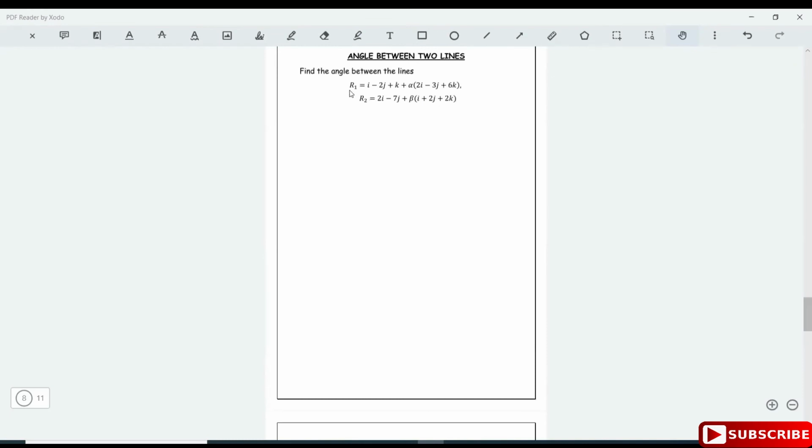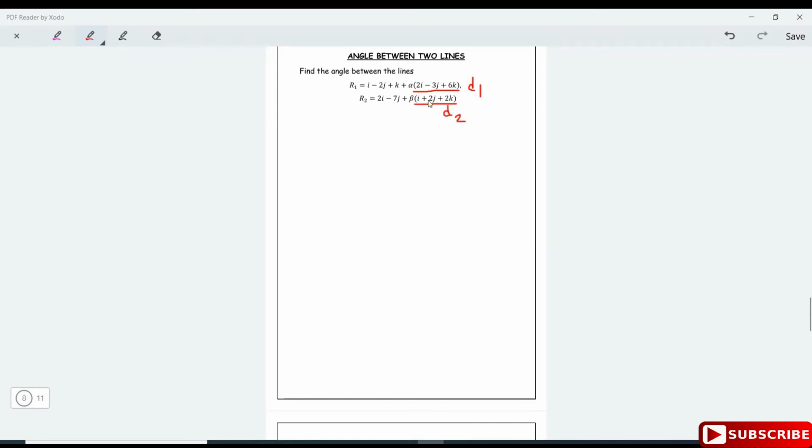Now, what if you're given two lines in parametric form? Two lines in parametric form, this is their direction. This is D1 and this is D2. So you don't need to focus on anything else. Those are the directions. So to find the angle between two lines given their direction, the cos of theta is the dot product of their directions. So it's going to be D1 dot D2, which is (2, -3, 6) dot (1, 2, 2), divided by the length of D1, which is the square root of 2 square plus 3 square.